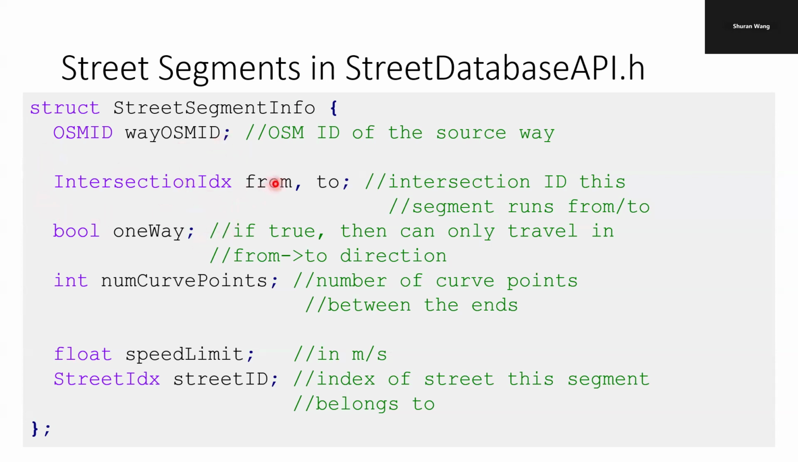Intersection index from and to: each street segment connects two intersections. The one-way Boolean signifies if this street segment is one way. Then there's the number of curve points in the street segment, the speed limit, and the street ID that this street segment belongs to. And this is just an example.